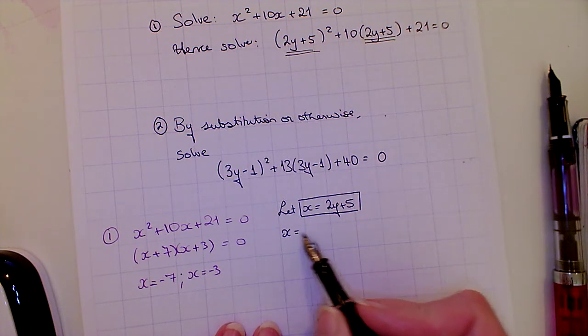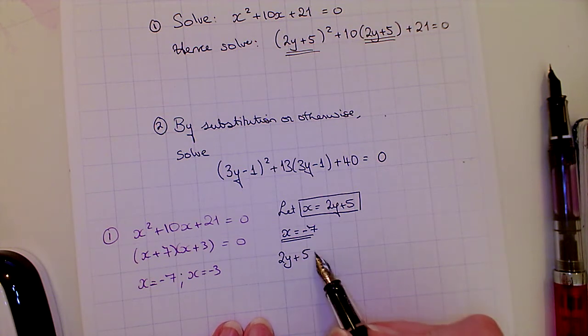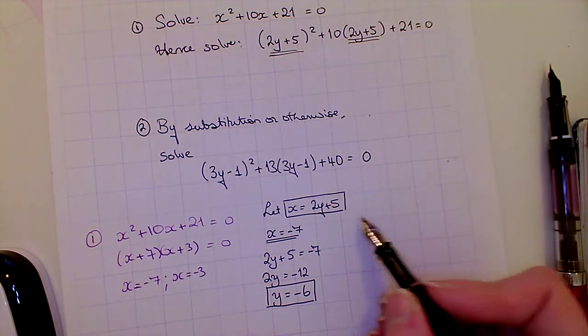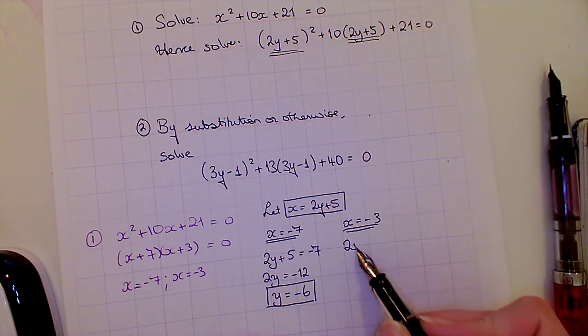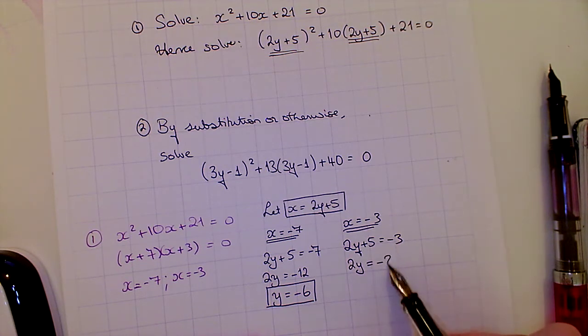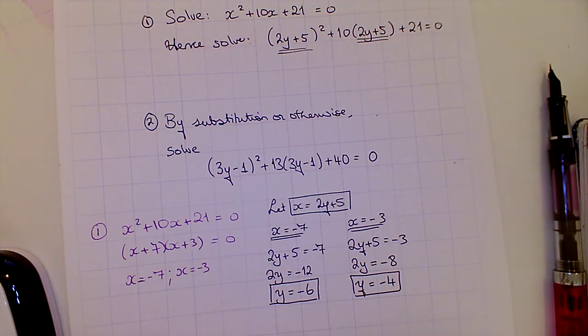And that means that when x is minus 7, 2y plus 5 is minus 7, 2y is equal to minus 12, and y is equal to minus 6. That's one of my answers. And when x is equal to minus 3, 2y plus 5 is equal to minus 3, 2y is equal to minus 8, and y is equal to minus 4. Okay, that's question 1. Exactly like we wanted it.